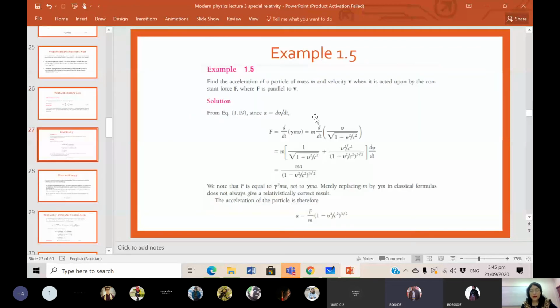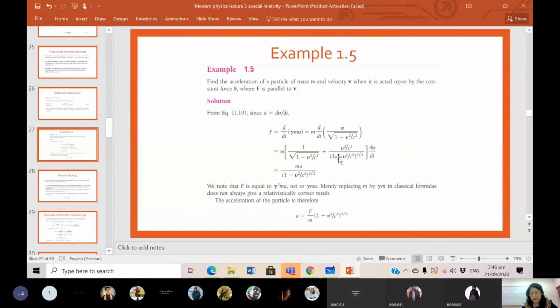Okay, so now we want to find the derivative of gamma m v. You can all do this easily, there's no difficulty. It's v divided by the square root of 1 minus v squared over c squared. Basically, you will use the chain rule and the product rule here. I think you can all do this derivative, right?